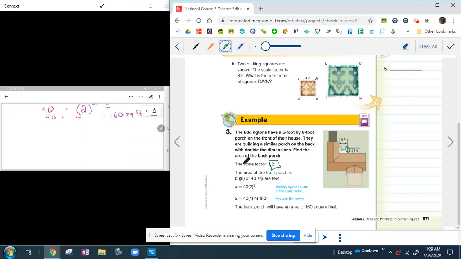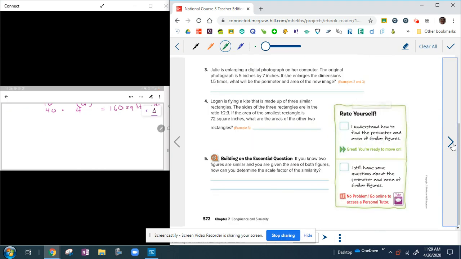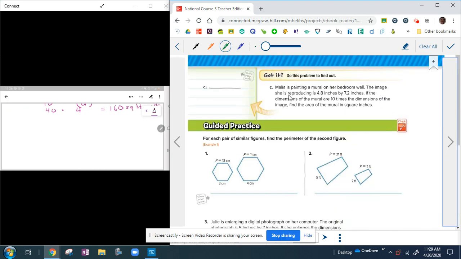Okay, let's look and see how we're doing if we get an example here to try. All right, Malia is painting a mural on her bedroom wall. The image she is producing is 4.8 inches by 7.2 inches. If the dimensions of the mural are 10 times the dimensions of the image, find the area of the mural. All right, well, like I wouldn't normally do it, I'm going to draw over here. It's a little easier for me. 4.8 times 7.2. Okay, we're going to do length times width to find the actual area of this guy.